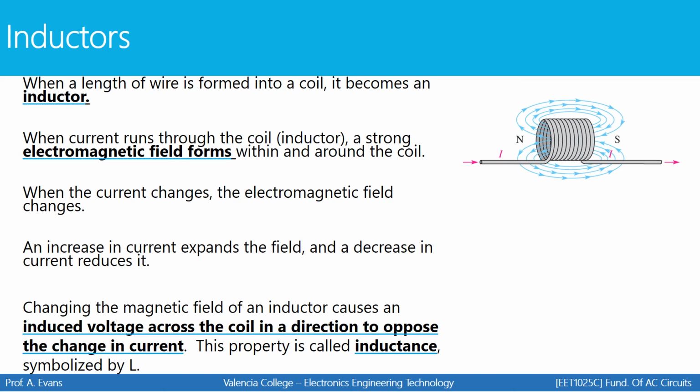Changing the magnetic field of an inductor causes an induced voltage across the coil in a direction to oppose that change in current. This property is what we call inductance, and it's symbolized by the capital letter L. So this is the symbol that you'll see in Multisim and in the book in schematics for an inductor: a small coil of wire labeled with an L for inductance.